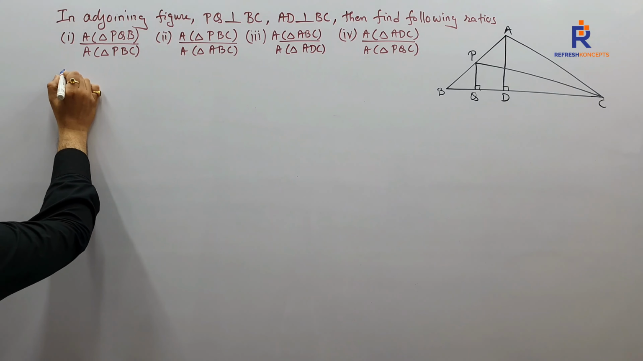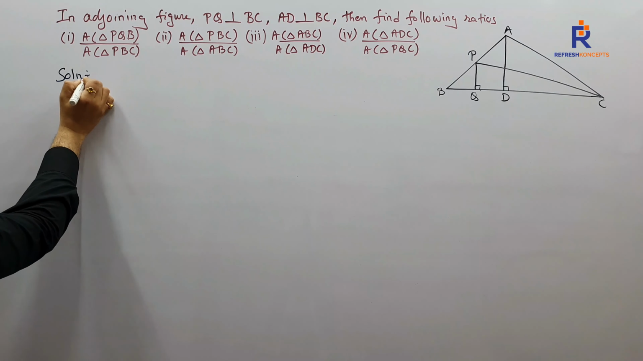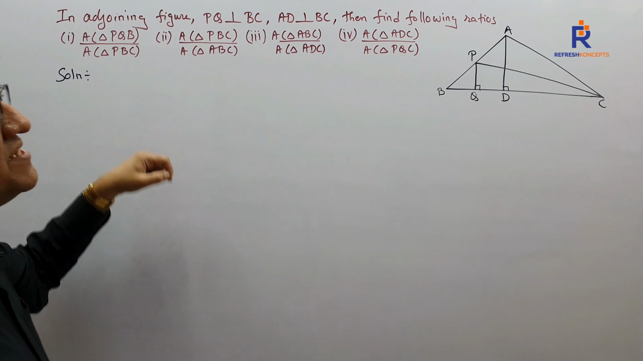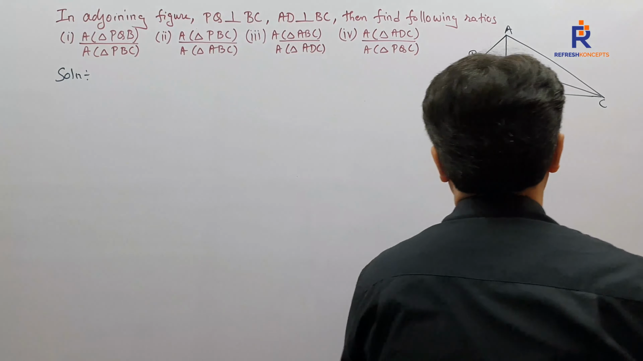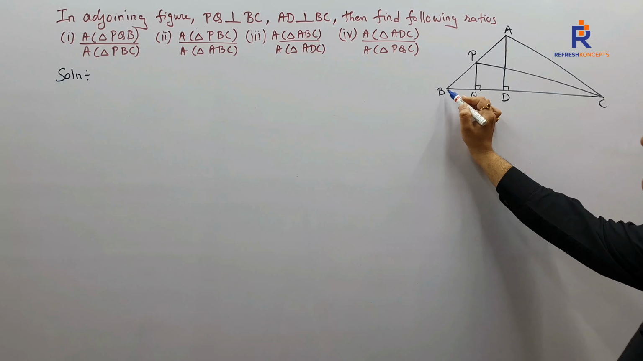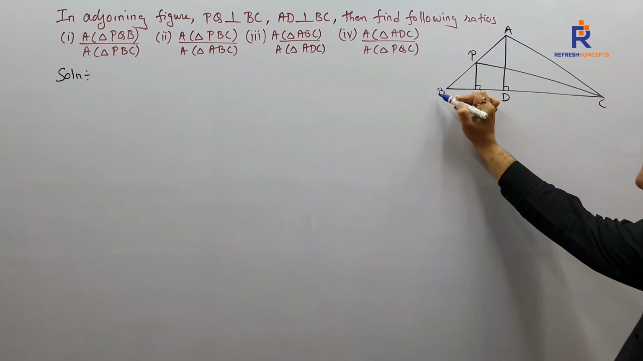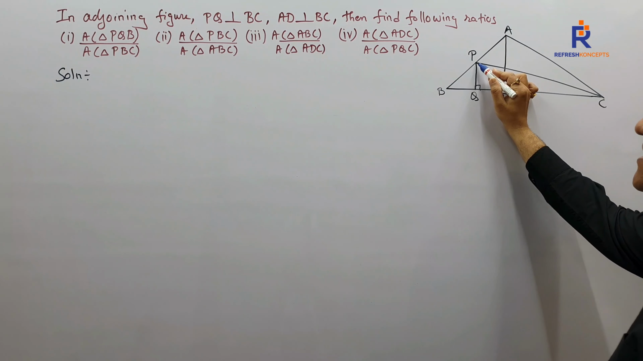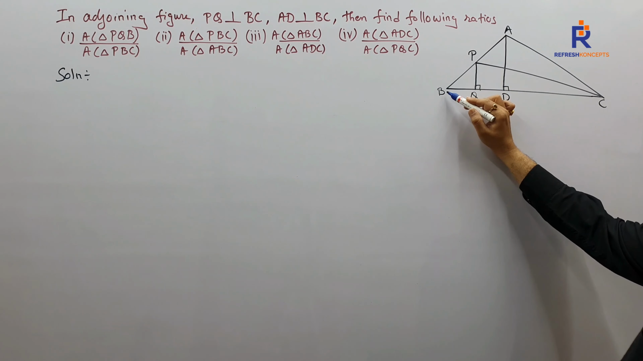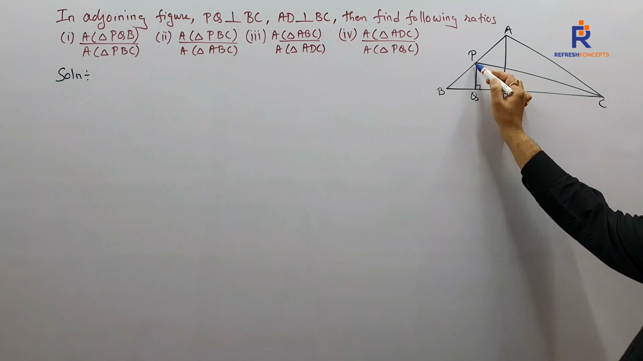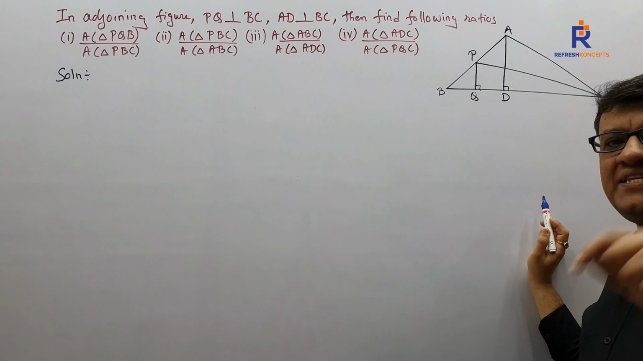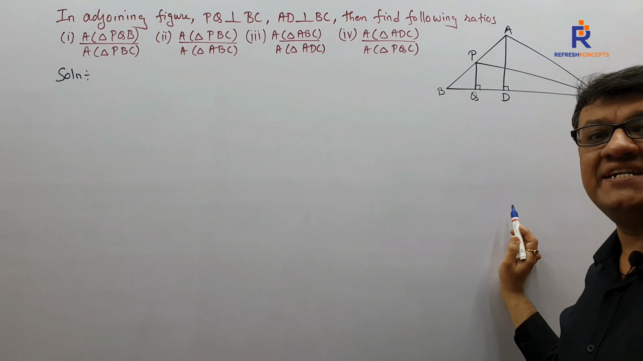To start off with the first one, always look at the question first, always look at the triangle. They say area of PQB and PBC. So look at PQB and PBC. In order to solve these kind of sums, always first say what is the base and height, so that you will be able to get it very easily.